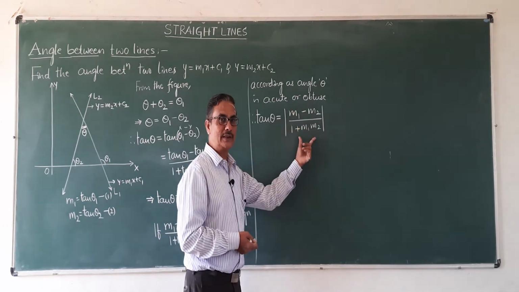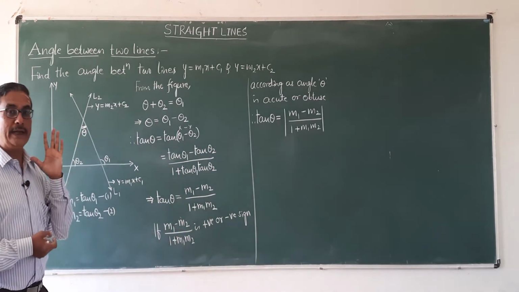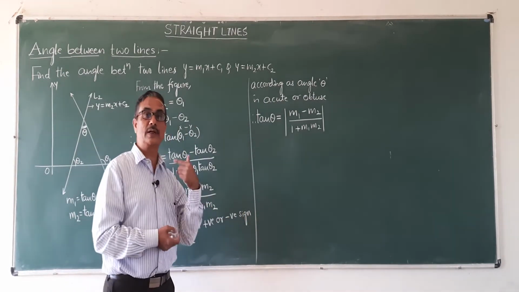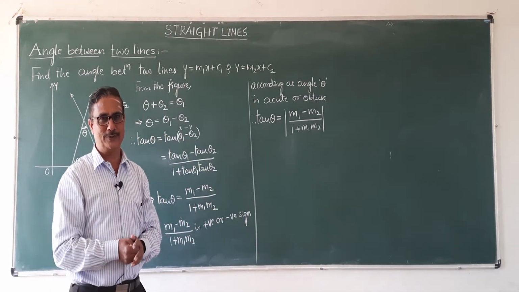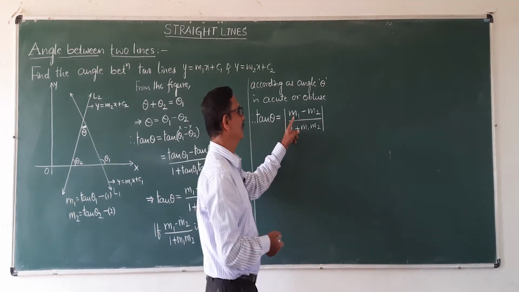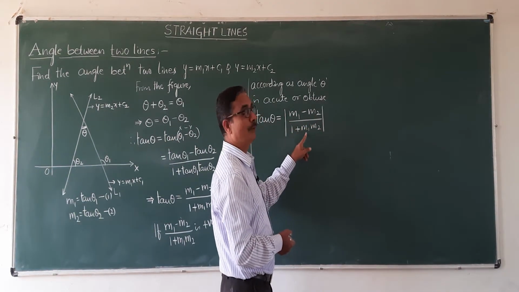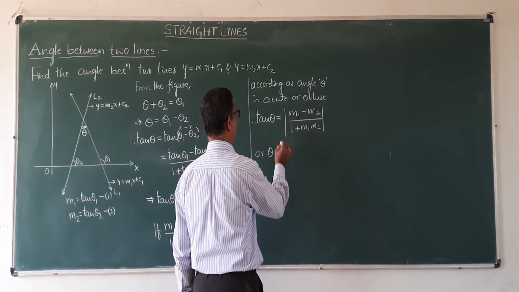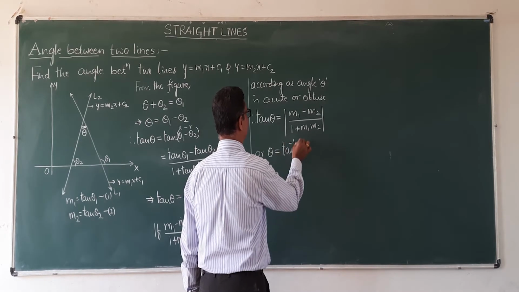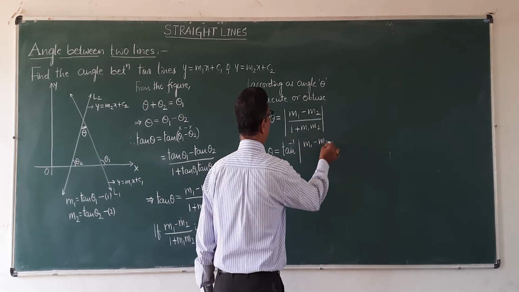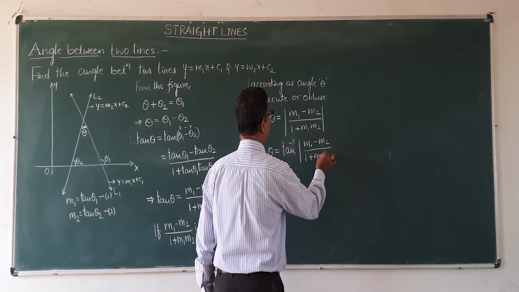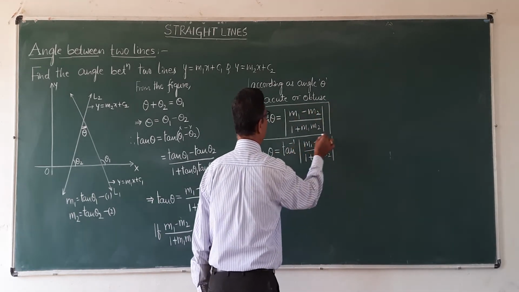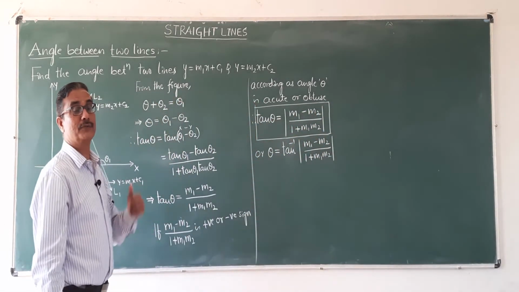So why we take mod, you understood. The angle we need is only acute angle, and for acute angle the value should be positive. Hence to convert a negative value to positive, we take modulus notation. Okay, so tan theta is equal to modulus of m1 minus m2 by 1 plus m1 m2, or we can write theta is equal to tan inverse of modulus of m1 minus m2 by 1 plus m1 m2. So this is the angle between two straight lines. They may be asked in final exam.